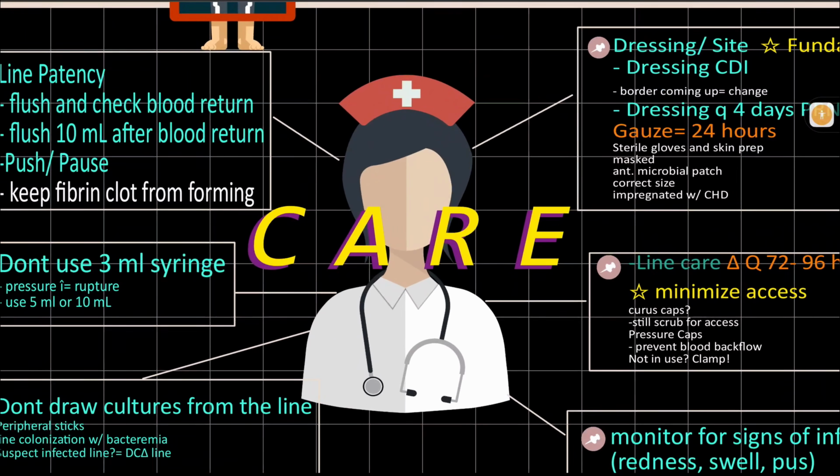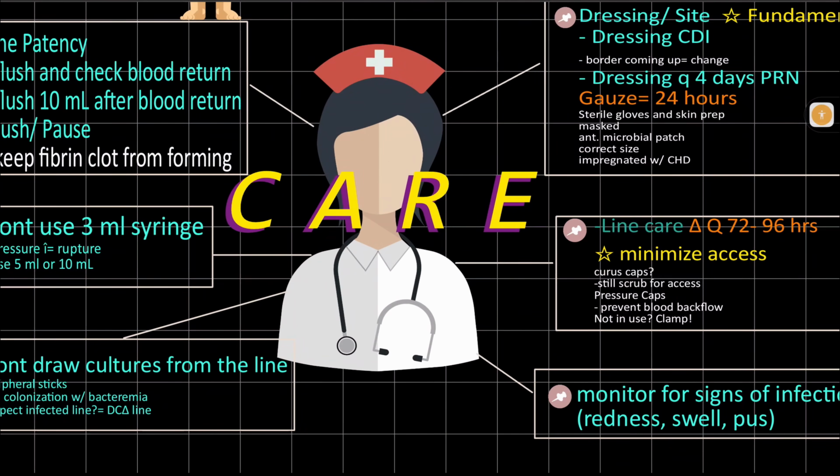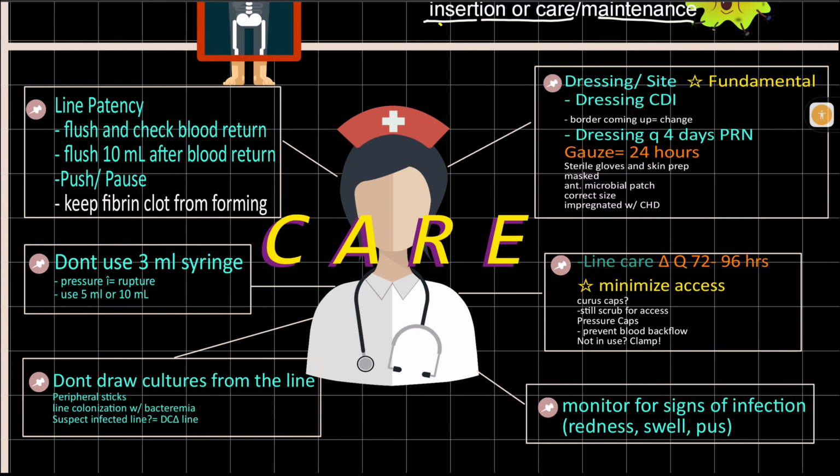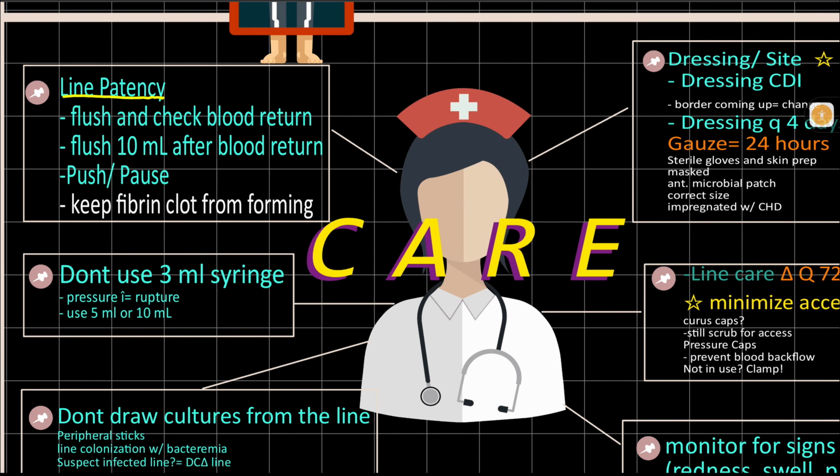Okay? Now, we're gonna discuss about the care and maintenance of your central line. How are you gonna take care of a patient who's having a central line? First one is you have to check for line and patency. So how are you gonna check for the line and patency, you have to flush and check blood return.